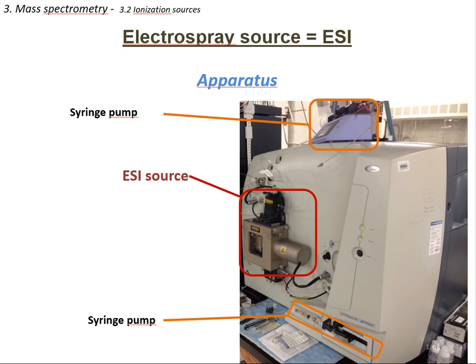So here is a mass spectrometer, it's an old triple quadrupole. And you have syringe pumps that can also introduce the sample into the source, but it can also be connected to a liquid chromatography. And this is the electrospray source that is shown. It's a block of metal.